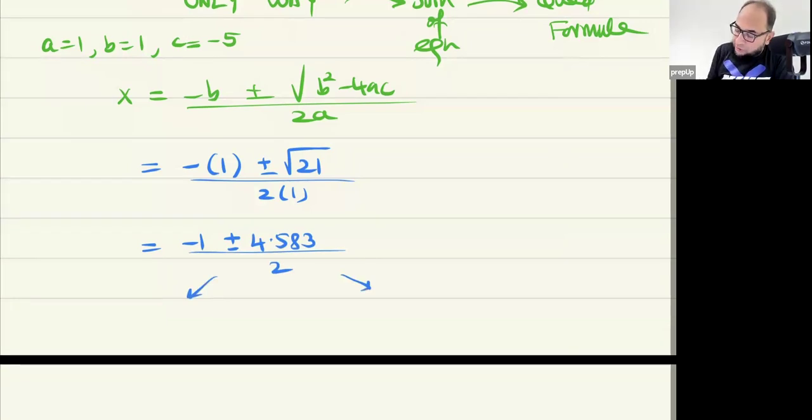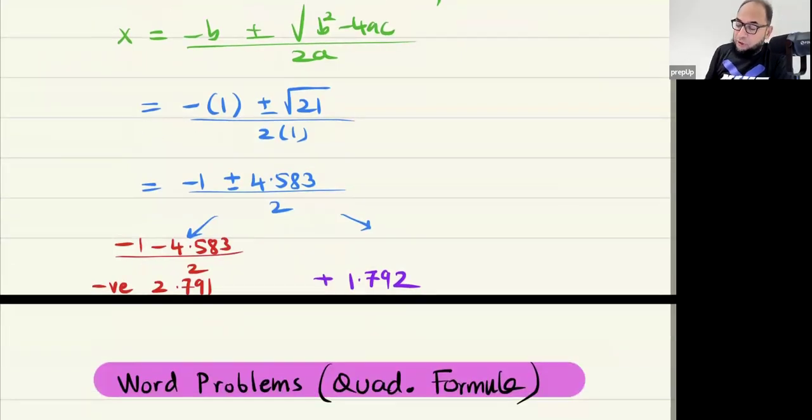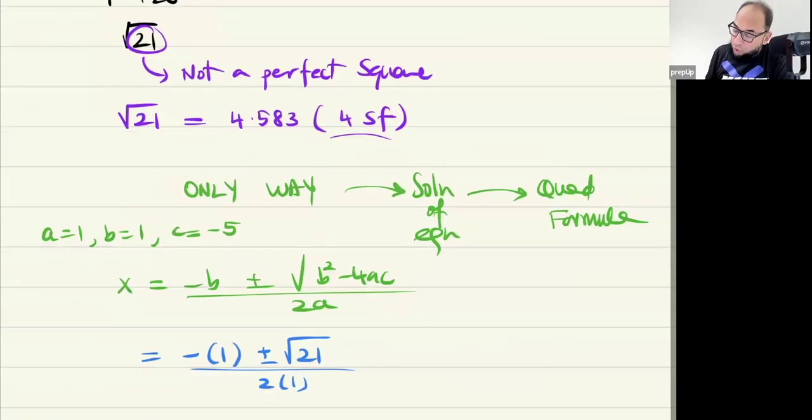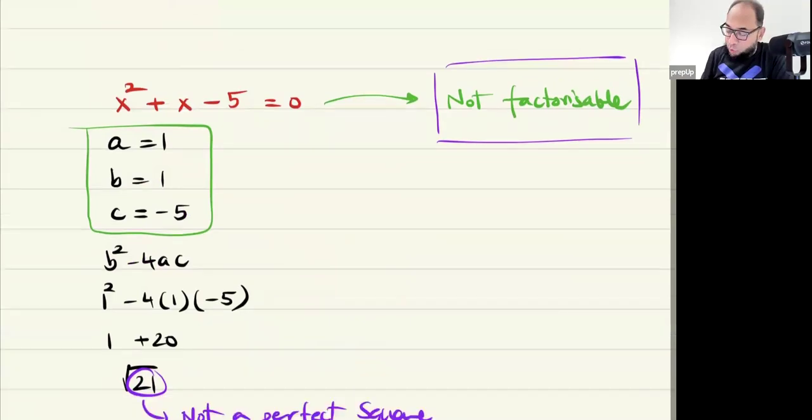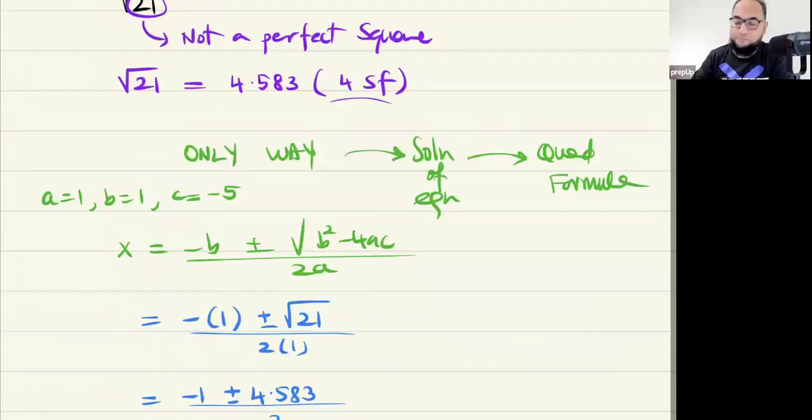So one solution is negative 1 minus 4.583 divided by 2. This comes out to be negative 2.791. The other solution is 3.583 after the subtraction, divided by 2, which is positive 1.792. So these are the two solutions of the equation, which is not factorizable. So it's not possible to factorize, and the only way to solve it is the quadratic formula.